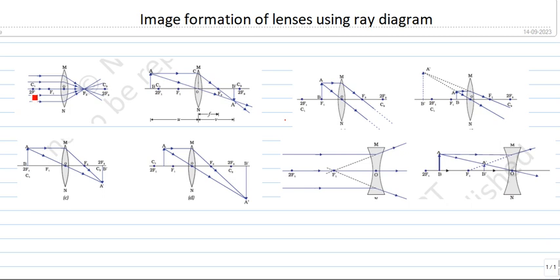So this first figure here is for the object which is placed at infinity. So we have parallel rays of light falling on the convex lens. After refraction, they all meet at this point F2 on the right side of the lens. Yes, so here we get a diminished point sized image. This is again a real and inverted image. Yes, this is the next position.